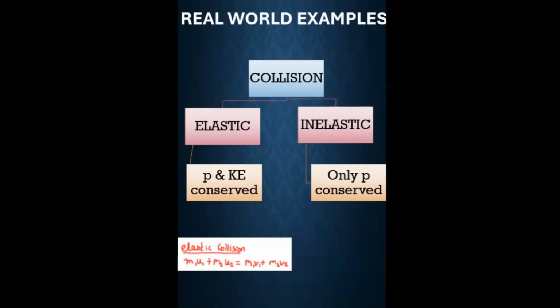Under inelastic collision, the example involves two separate masses, m1u1 plus m2u2, joined together to form a bigger mass m, which goes with a single velocity v.